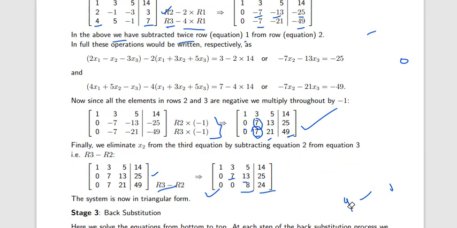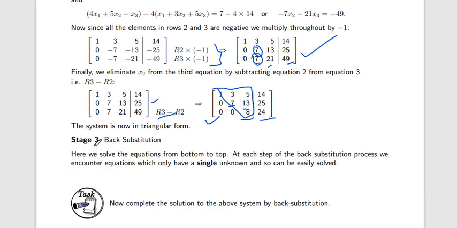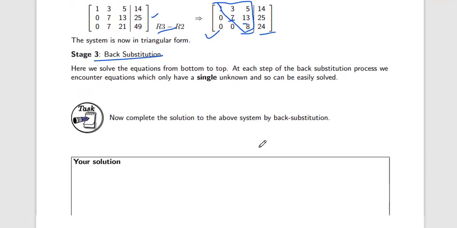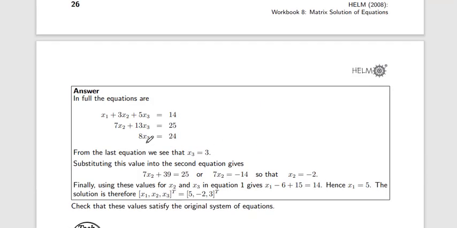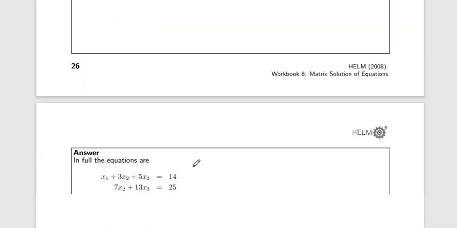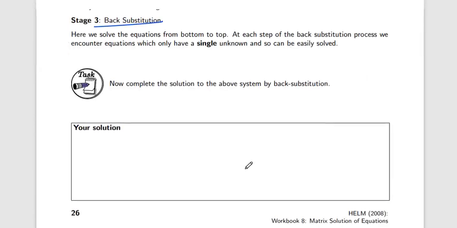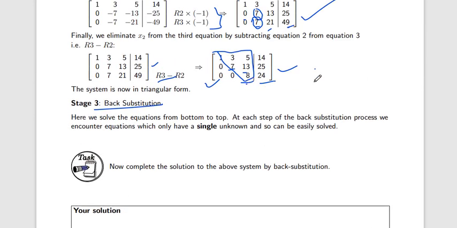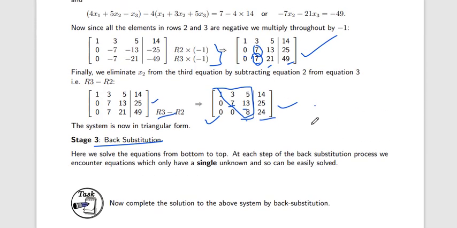So our second stage is completed. This is an upper triangular matrix. Now the third stage, back substitution. How do we apply back substitution? Now we will convert this matrix into equations.